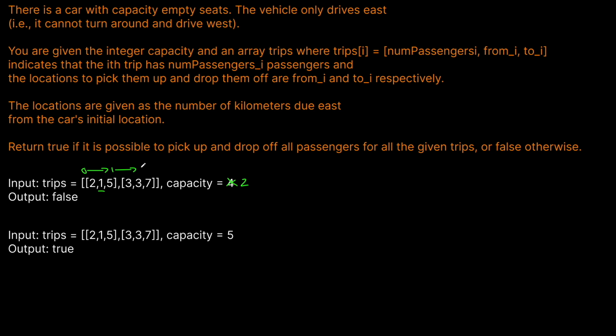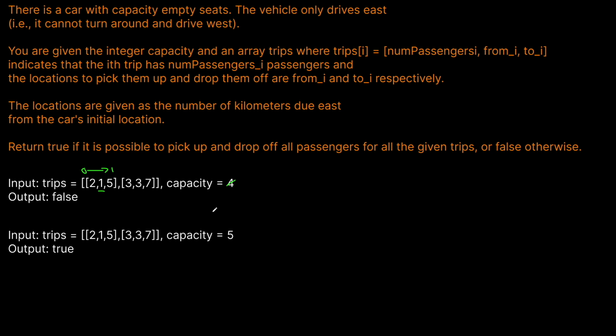So we're going to drive to 2. Obviously at 2 there are no new pickups and no drop-offs that need to happen, so we continue. Then we get to kilometer 3, where we need to pick up 3 people and drop them off at 7. Unfortunately, we only have spots for 2 people, so we can't pick up these 3 guys, which means that it's not possible to pick up and drop off all passengers. Therefore, we return false here.